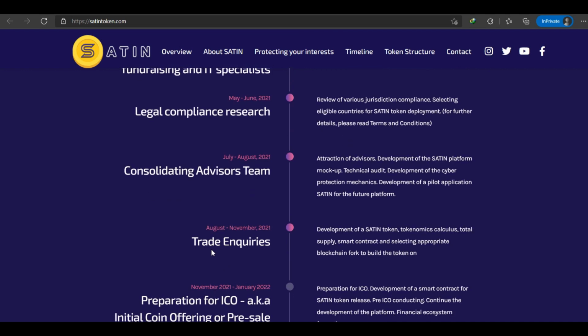the trade inquiries or requests, development of Satin token, calculation of tokenomics, general studies, smart contract, and selection of a suitable blockchain fork to create a token was being held during that time.